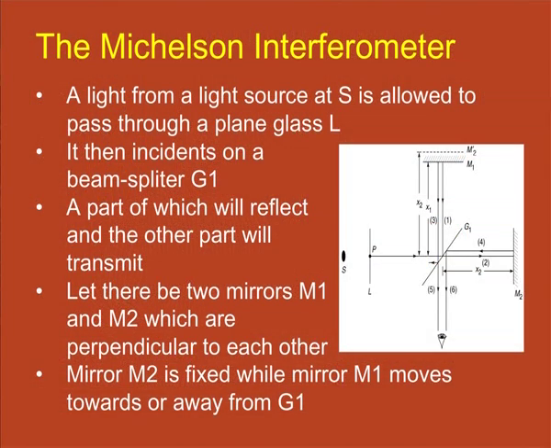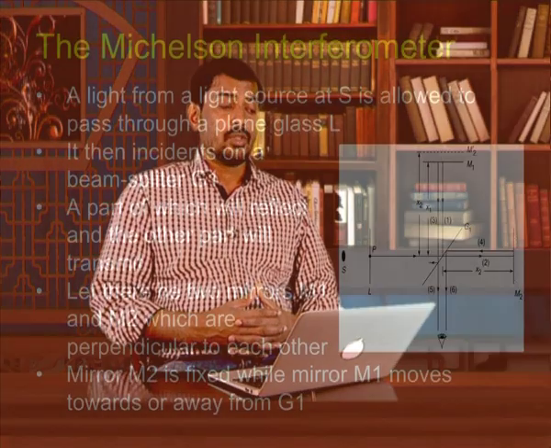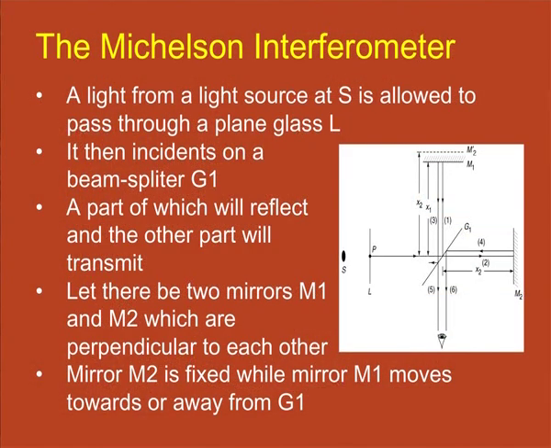The next thing that we will discuss is the Michelson interferometer. So, what is this Michelson interferometer? It is an interferometer which is used to distinguish very fine components of a particular wavelength. So, let us try to understand how the structure looks. Light from a source at S is allowed to pass through a plane glass L.